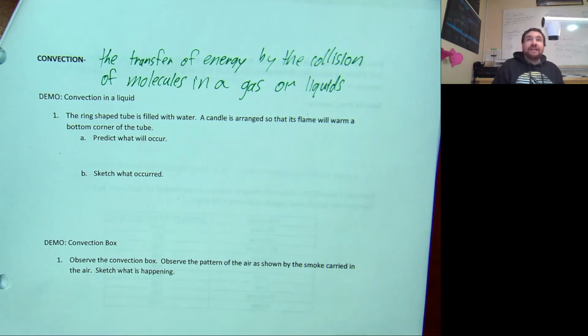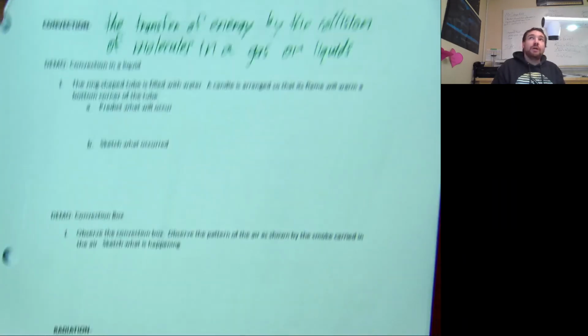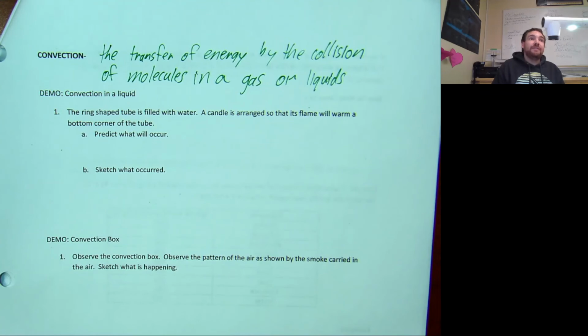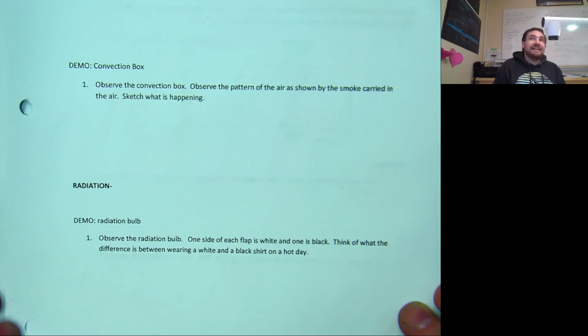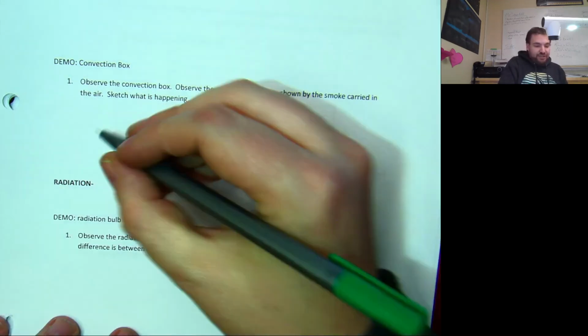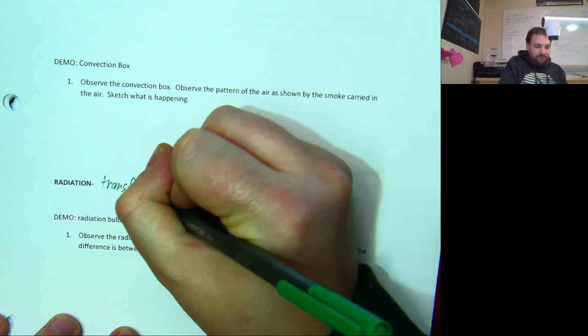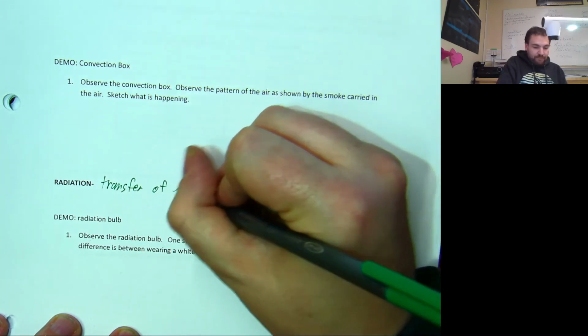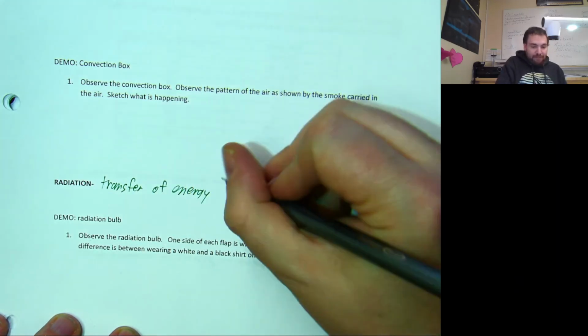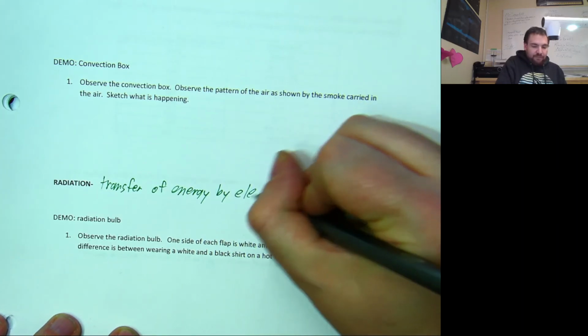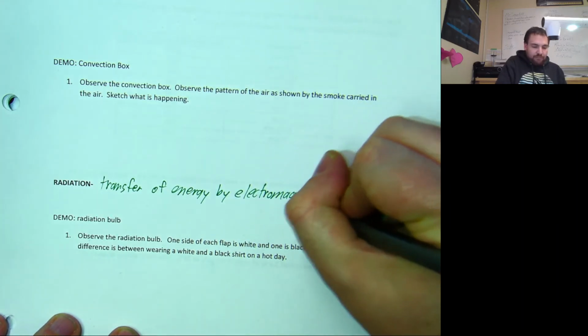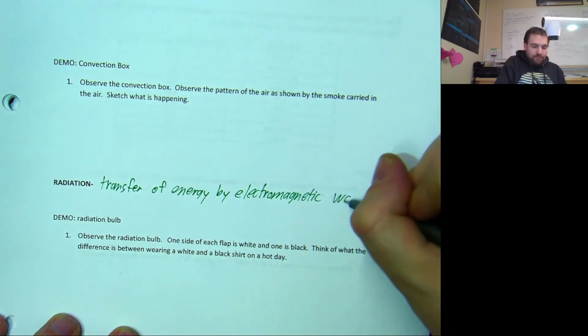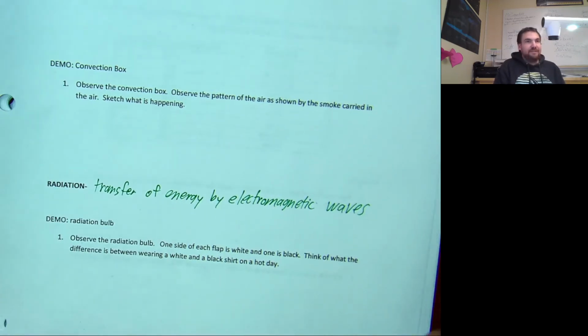And then the last one is the radiation, which is the transfer of energy by electromagnetic waves. This is how the sun heats our planet.